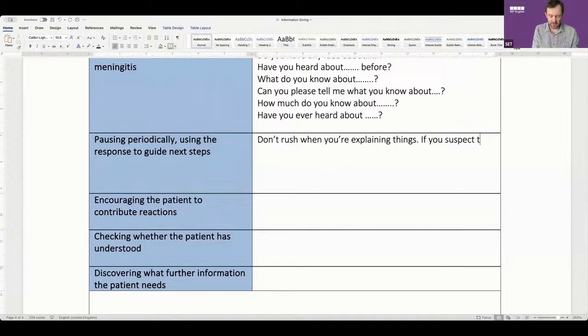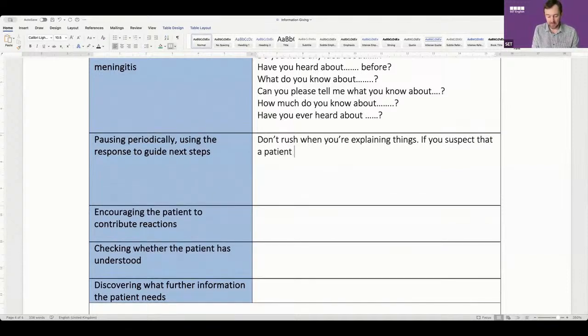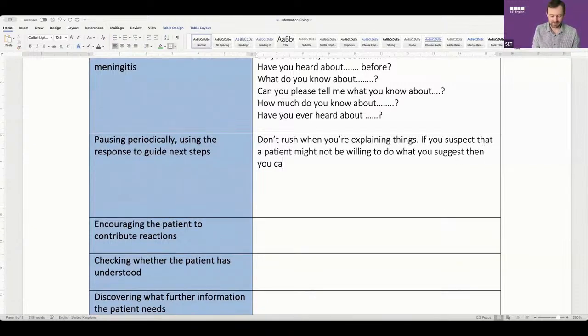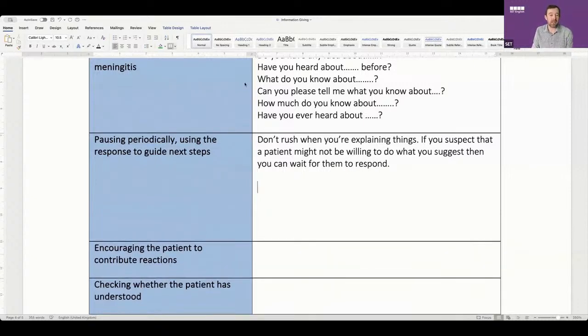But it's a good idea sometimes, if you suspect that a patient might not be willing to do what you suggest, then you can wait for them to respond. Now, unfortunately, there's no language you can give because it's the absence of language.